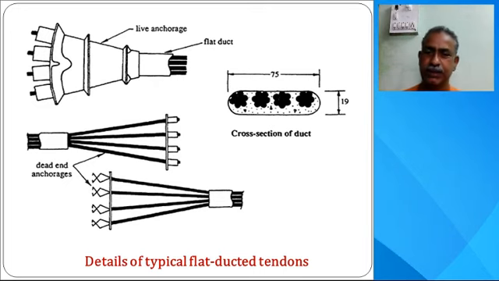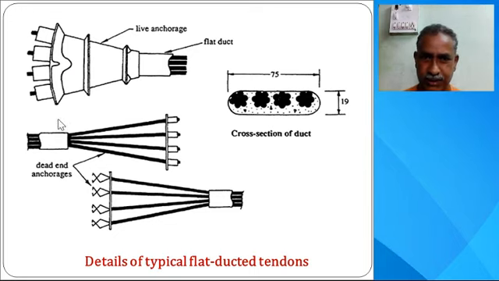Now this is the typical detail of the flat ducted tendon. That means when we apply the pre-stressing, tendons of this type are provided. This is cable 1, cable 2, cable 3, cable 4 like that. This distance is 19 mm and this distance is 75. This is the cross section of the duct which is provided here, 1, 2, 3, 4 like that, and these are the cables. These 4 cables are pressed at the ends of the slab with the help of such an arrangement.